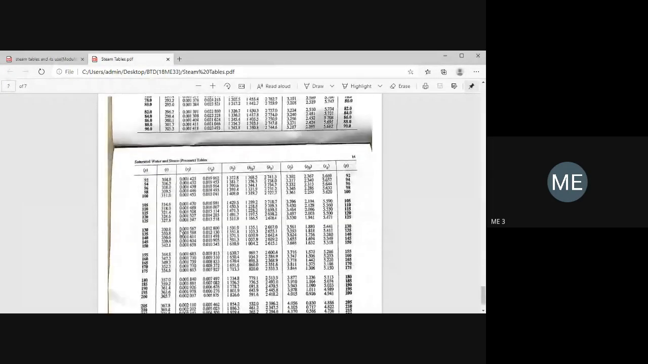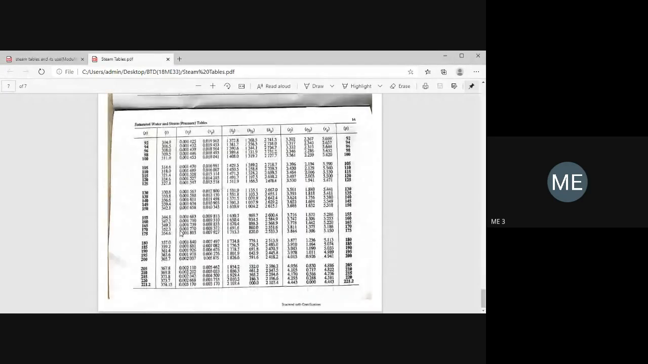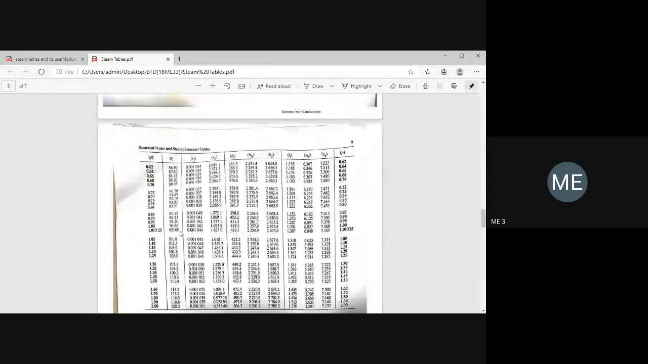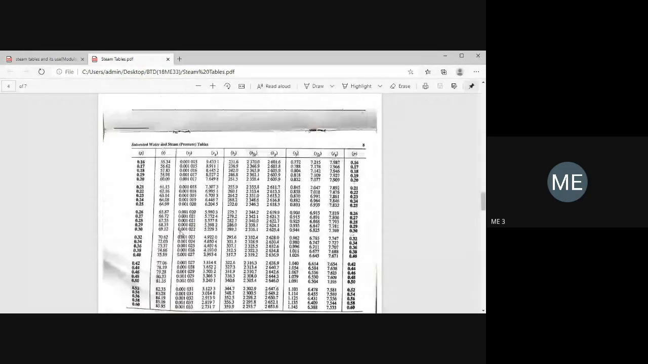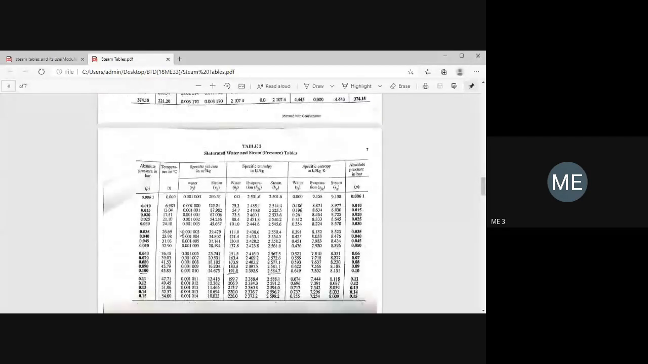It is very simple to read the steam table, but conversion is important. Megapascal, you have to convert to bar, because the pressure is in terms of bar. You see, the first column is absolute pressure in bar, so you have to convert the given pressure into bar. Now I'll go to our problem.